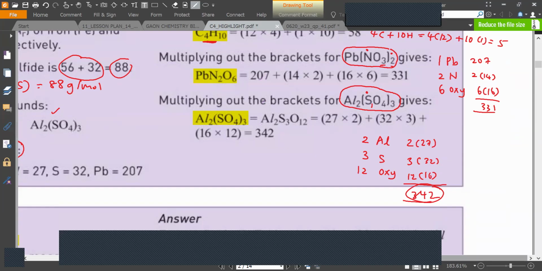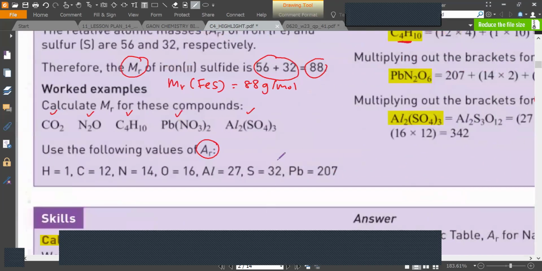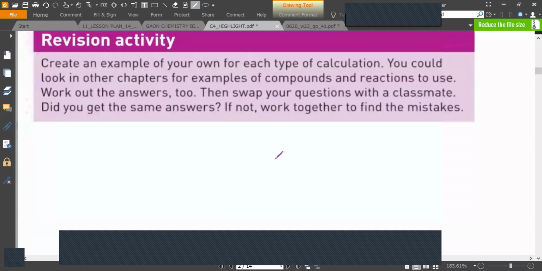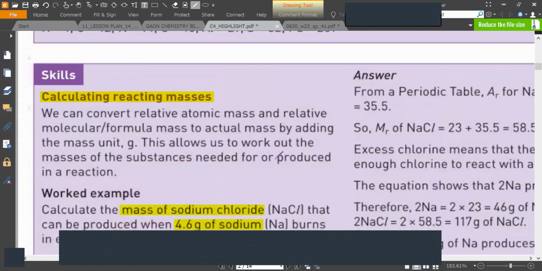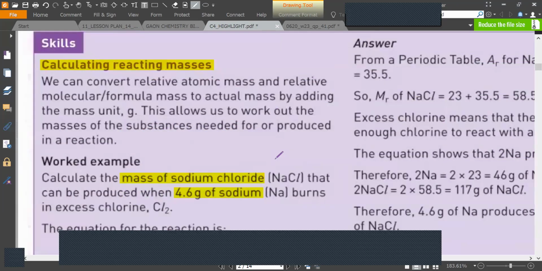So this is the most basic calculation for stoichiometry. Easy, easy. We just need the periodic table. Okay, next. This is the last one. We do this one and then we stop.